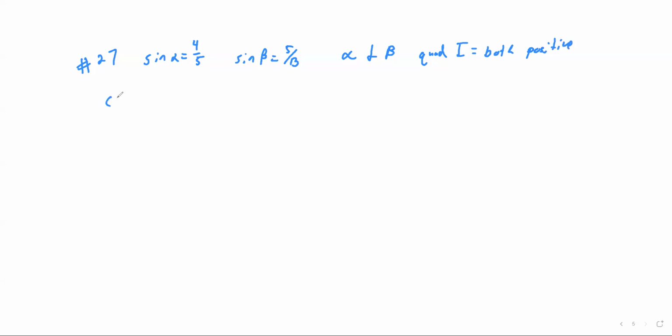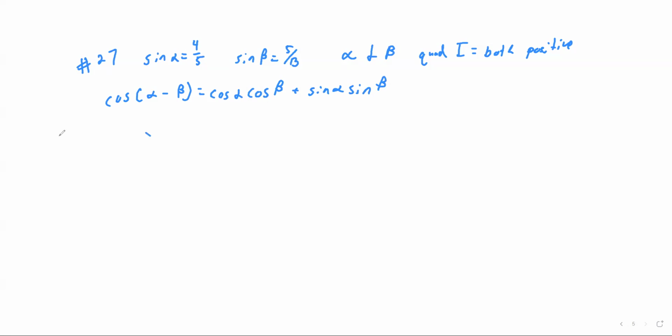Find cosine of alpha minus beta. So when I go back to my stuff, I see that this is cosine of the first term. So that's cosine alpha, cosine beta, plus sine alpha, sine beta. So I'm going to use this right here. The only issue is I'm only given the sines. I have to go calculate the cosines.